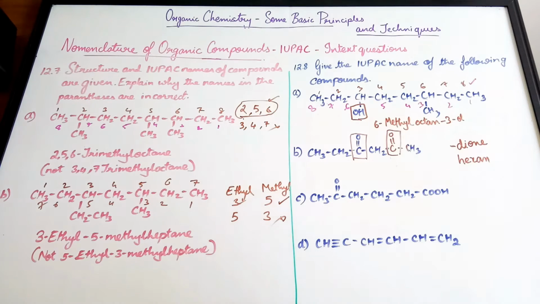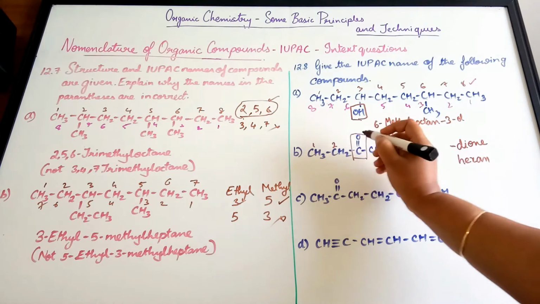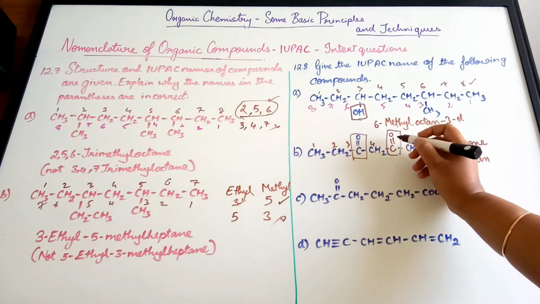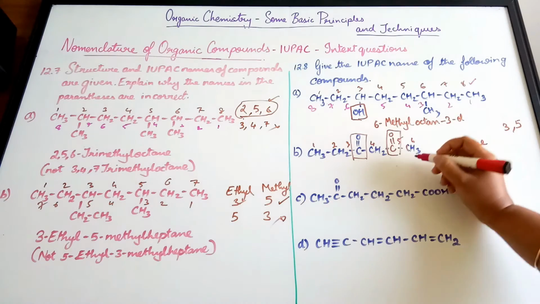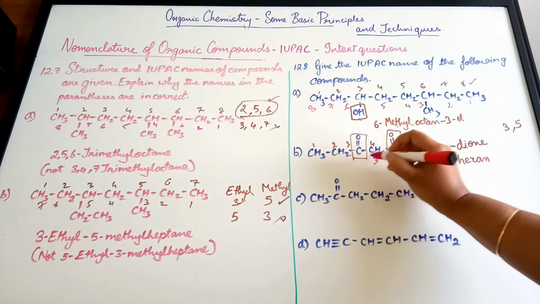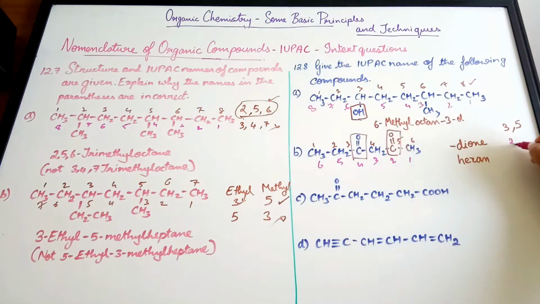Now, we need to number the carbon chain in such a way that both the ketones get the lower position, or the locant value is less. So, 1, 2, 3, 4, 5 and 6, it is at the third and the fifth position. Or numbering the other way, it can be at the second and the fourth position.